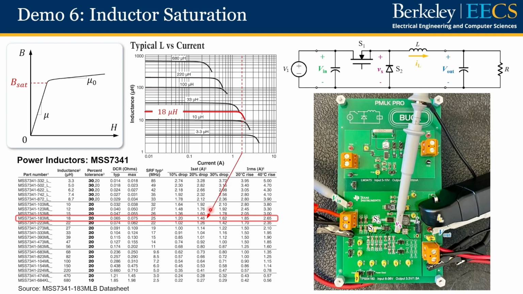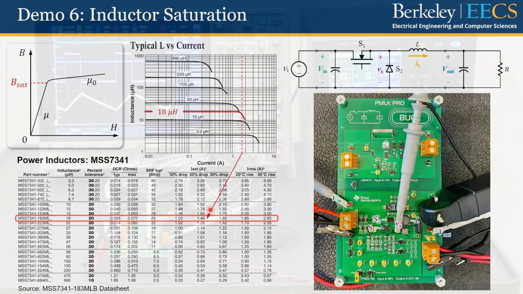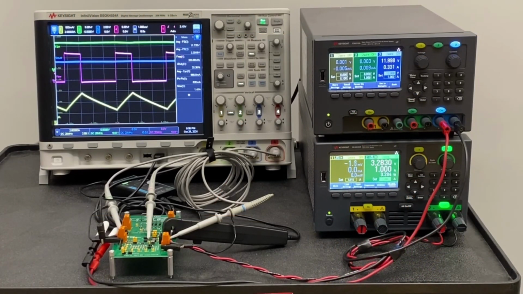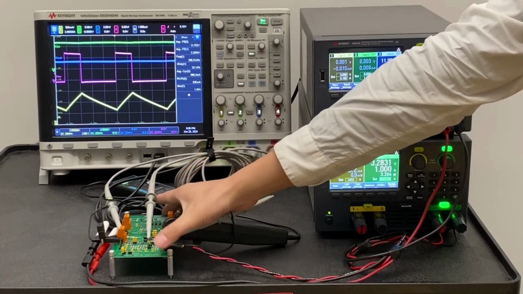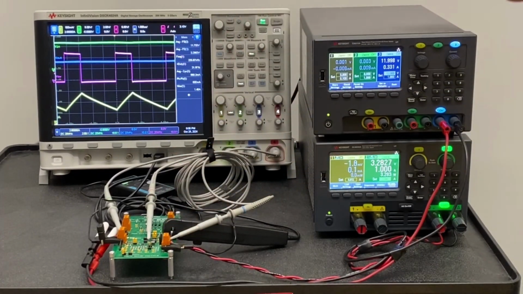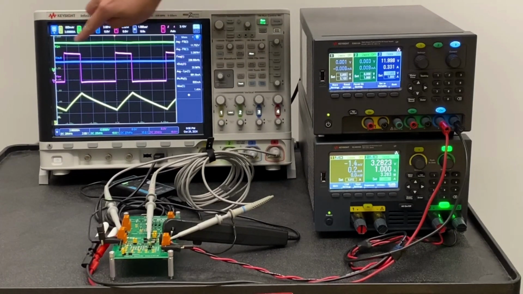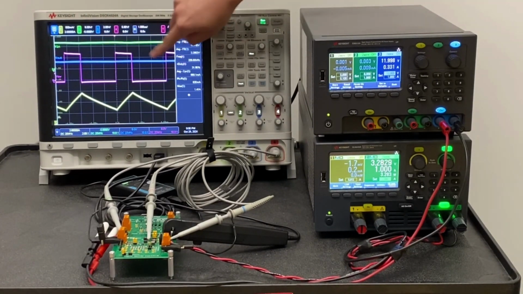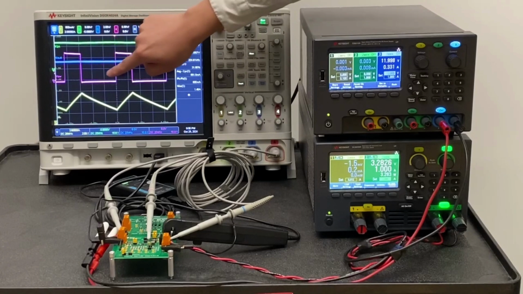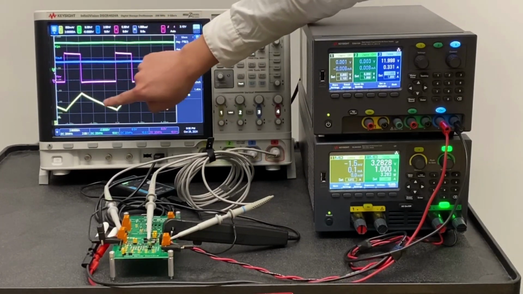Now let's take a closer look at the experimental setup. So here is our experimental setup. We have our buck converter demo board over here. It is connected to a DC power supply and a DC electronic load. Right now, the input voltage is 12 volts. The load current is 1 amp. Okay. Here we are using an oscilloscope to measure the waveforms in this buck converter demo board. On the screen of the oscilloscope, I'm showing the input voltage in green, the output voltage in blue, the switch node voltage waveform in purple, and the inductor current waveform in yellow.